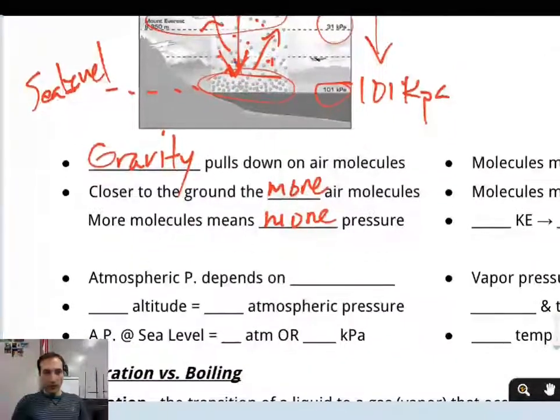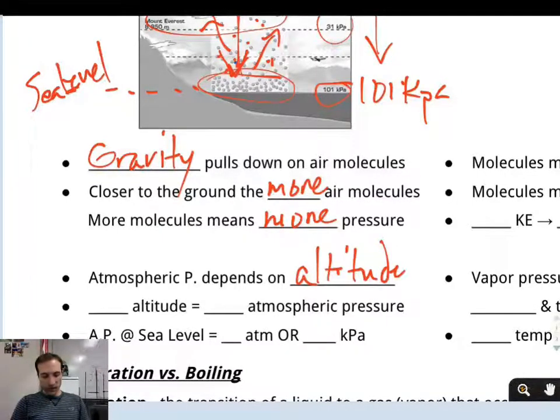Now, atmospheric pressure, because of this, depends on altitude. Temperature can affect it as well, but altitude plays a big role. So as it turns out, if we increase the altitude, we decrease the atmospheric pressure. We call this an inverse relationship, meaning they're opposite. So if I go up in altitude, atmospheric pressure goes down. AP just stands for atmospheric pressure. And again, sea level is where the ocean is. And so we define atmospheric pressure at sea level as being equal to 1 atmosphere or 101.3 kilopascals.